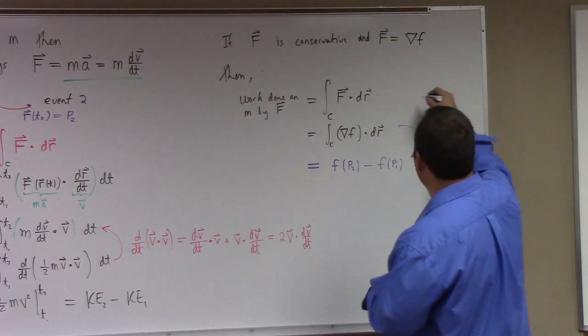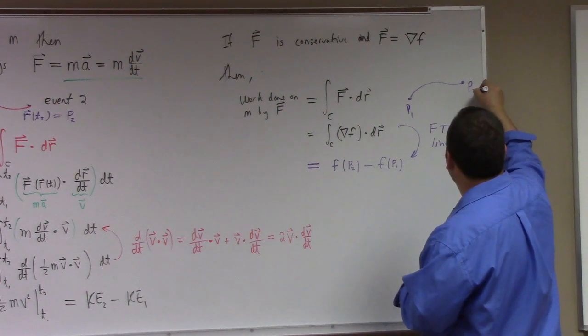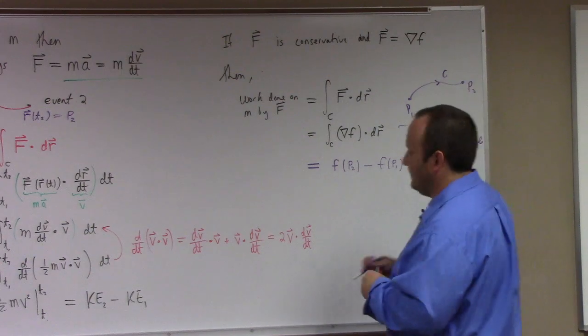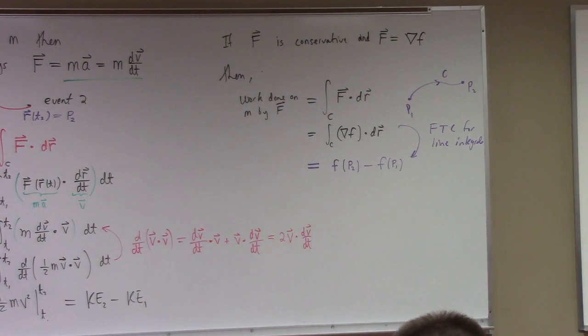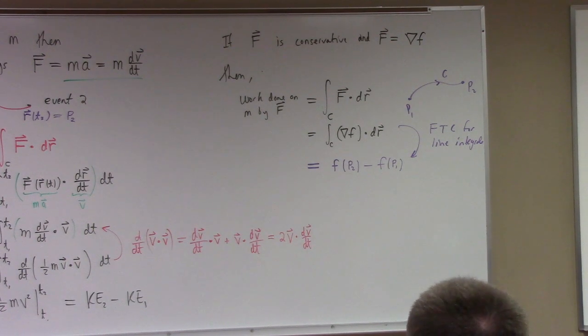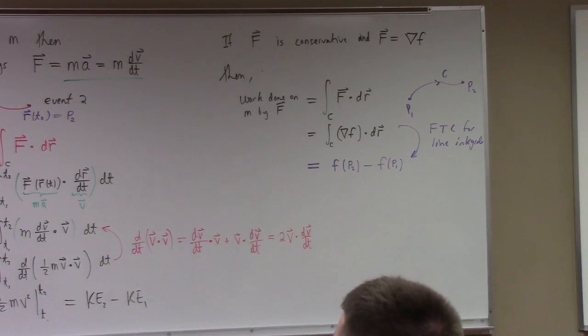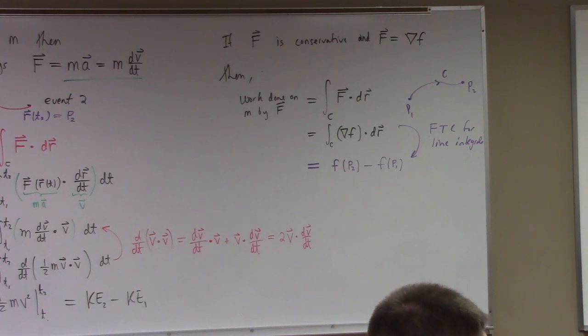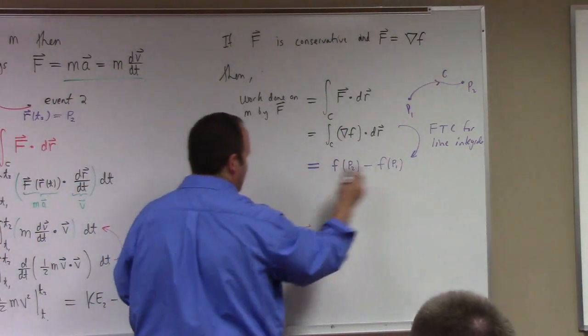Because remember, our curve goes from p1 to p2. And if we take the line integral of a gradient, it's just the difference of the function being differentiated, the gradient's function. Do you guys understand the words coming out of my mouth? Yes? Okay, good. Now this is equal to what?